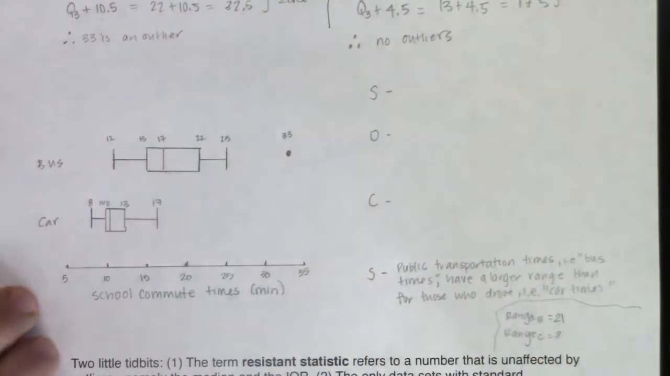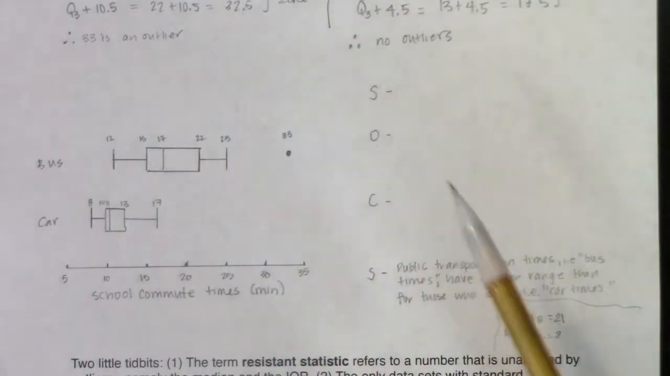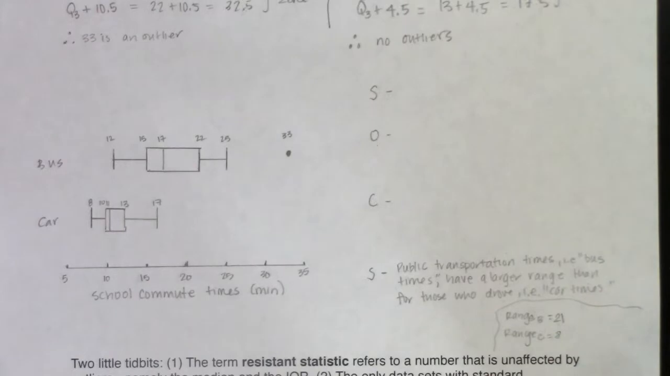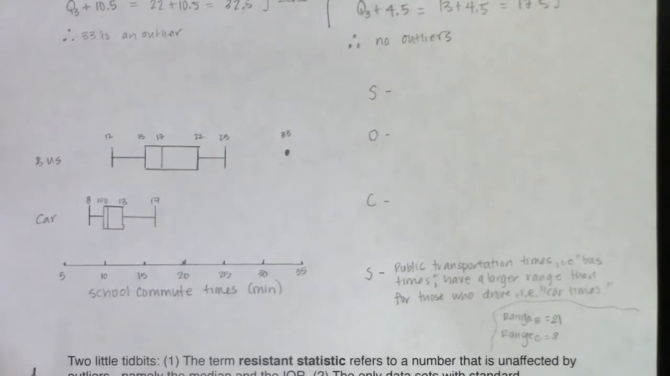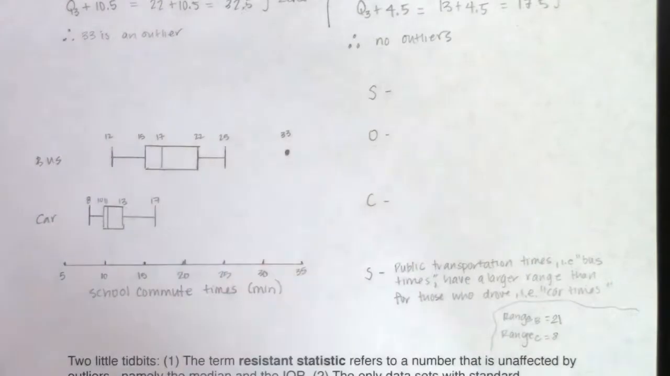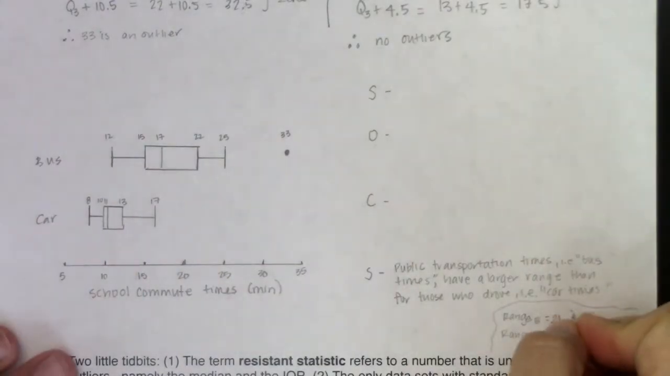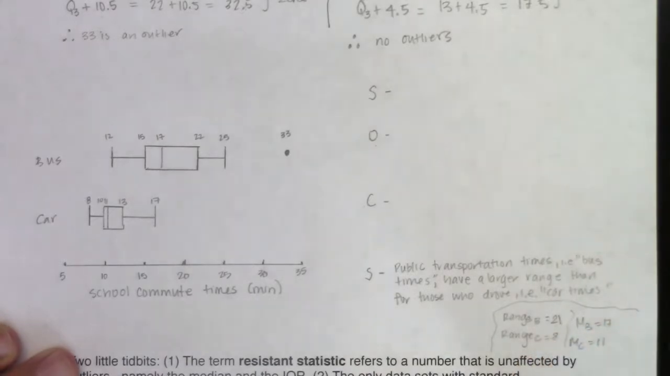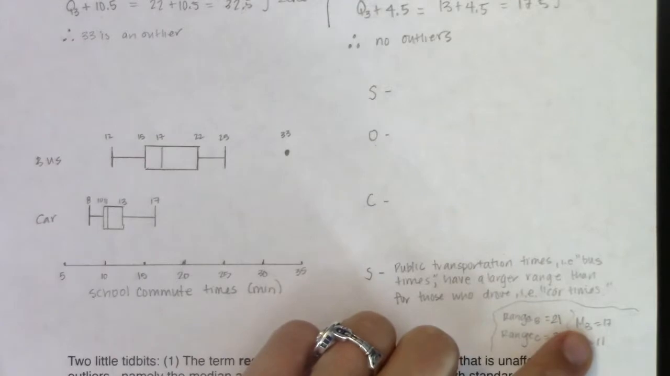Let's move back to center. So see, center, we can quote the mean or the median or mode. When we get there, you could quote the mid-range. We're not there yet. But just for ease, I'm going to quote the median. I already have both of them. We've got 17 and 11. So the median for the bus times is 17. The median for the car times is 11. Again, the units on this would have both been minutes.